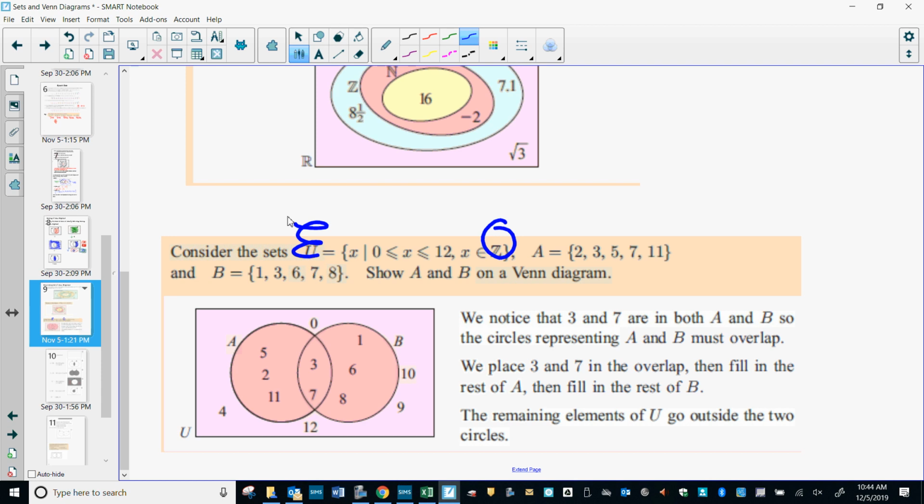This is a member of. X is a member of the set. So we start with our intersect. It's got 3 and 7. Fill in the 5 and 11, the 1, 6, 8, and everything on the outside. Okay, so that was just another example.